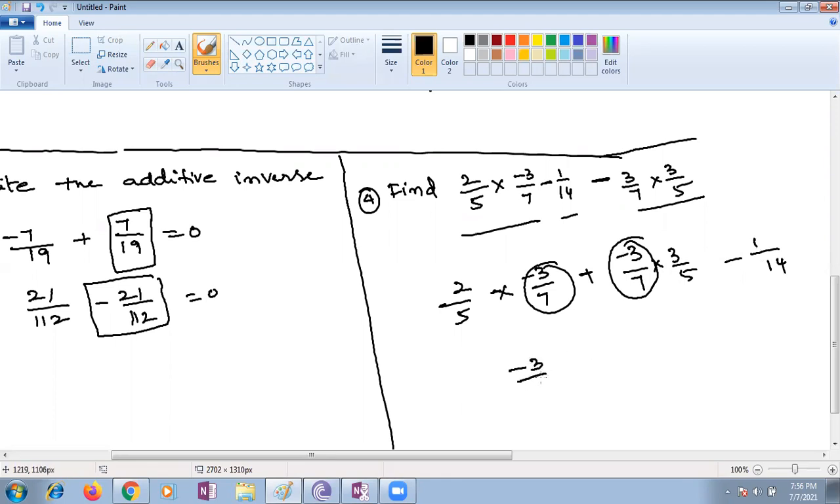You take it outside, children. Use your bracket. Inside, children, are 2 by 5 and 3 by 5 minus 1 by 14, so that it becomes minus 3 by 7. Both are like, means you can add up and write it as 5 by 5. 5 by 5 is nothing but 1. You can cancel and you have to write it as 1.